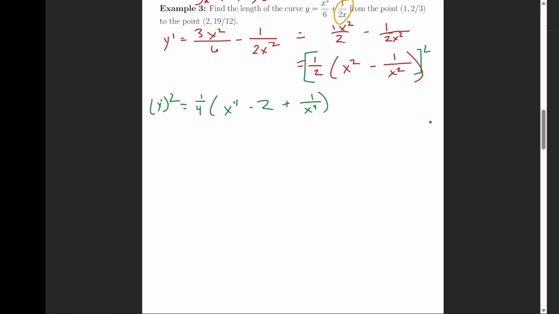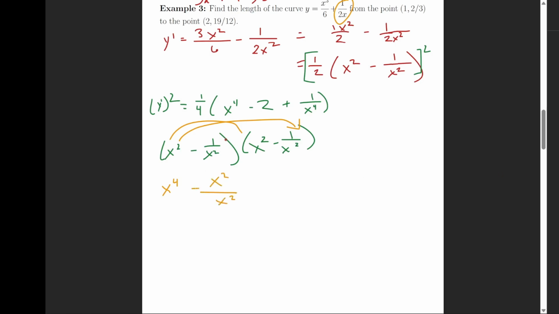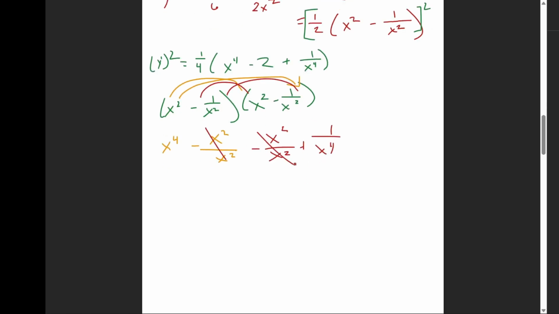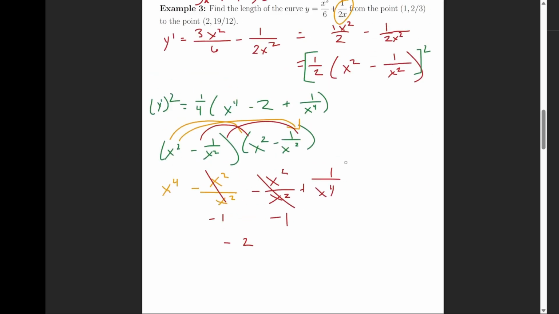And you'd be like, why is it just 2? I'll just work it out for you. So this times this, right, is x^4, and then this times this, minus x squared over x squared, right, and then this and this, minus x squared over x squared, and then this and this, plus 1 over x^4. And since these cancel out, it's just negative 1s, right, so this is negative 2. Just a quick little explanation there.